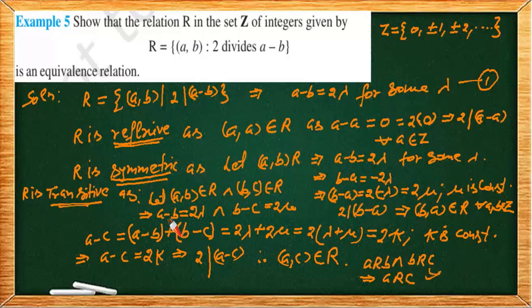Okay. So since this relation is reflexive, symmetric, and transitive, therefore this relation is an equivalence relation. Okay. Any relation which is reflexive, symmetric, and transitive is called an equivalence relation.